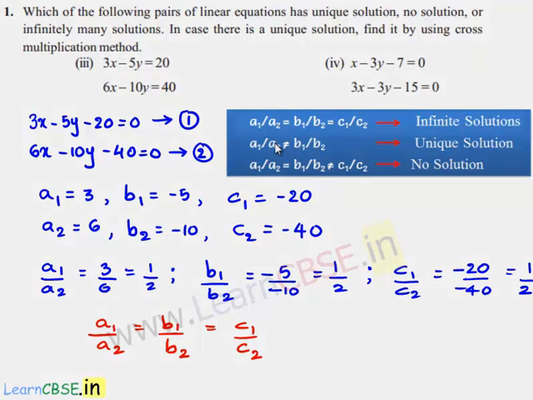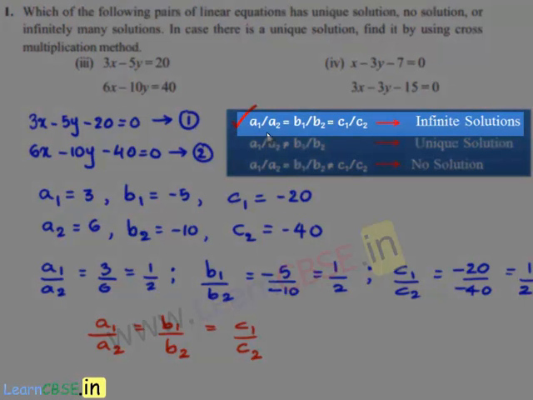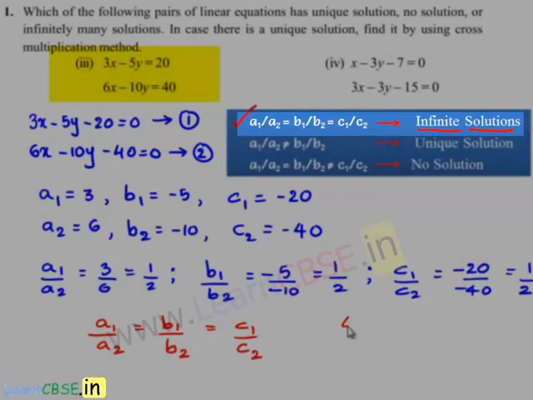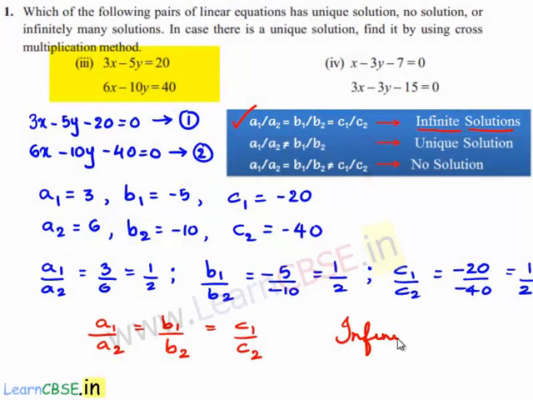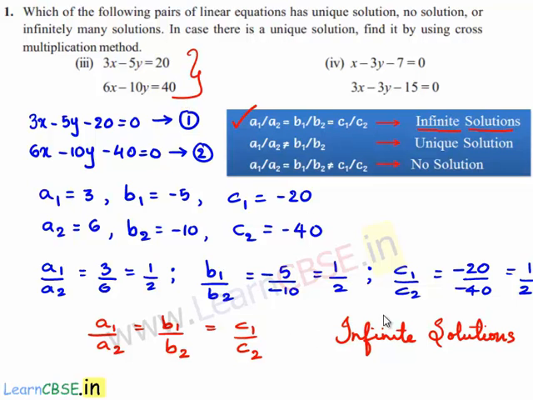So from the first condition, if a1 by a2 is equal to b1 by b2 is equal to c1 by c2, the given set of linear equations have infinite solutions. So from the conditions we can say that the given set of linear equations have infinite solutions.